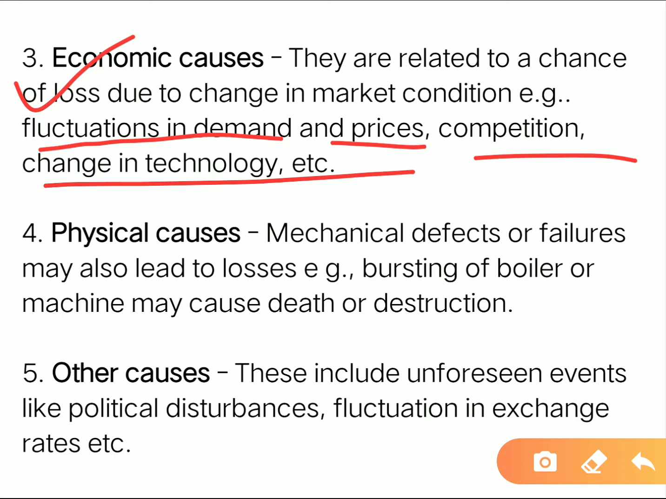Some are natural causes due to which the business suffers from risk. There are human causes, due to the human or the employees of the organization, the business suffers from risk. And there are some economic causes. Economic causes means business suffers from loss.